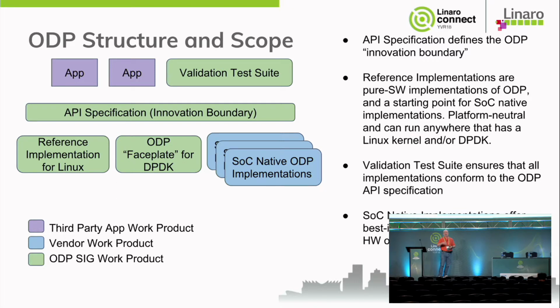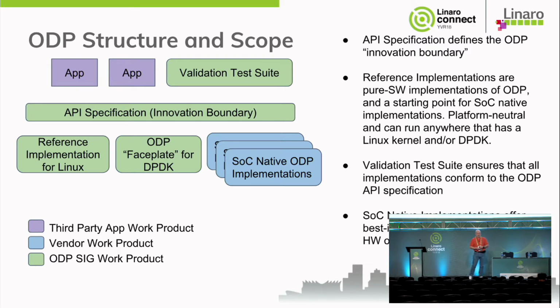And then going from there, you'll replace various pieces with customized things which accelerate. So maybe, for instance, you have a hardware buffer manager. Rather than using the software buffer manager that is included in the reference implementation, you'll replace that with your hardware buffer manager, et cetera. So we actually have two implementations that we do this. One is a pure software implementation that runs on Linux, and the other is what we call an ODP faceplate on top of DPDK. Many platforms are software-centric and already have a DPDK implementation running on them. If you have a DPDK implementation running on them, this reference implementation essentially just maps the ODP API directly onto the DPDK APIs so that applications written to the ODP APIs can run and get the same benefits as if they had been written as native DPDK applications.